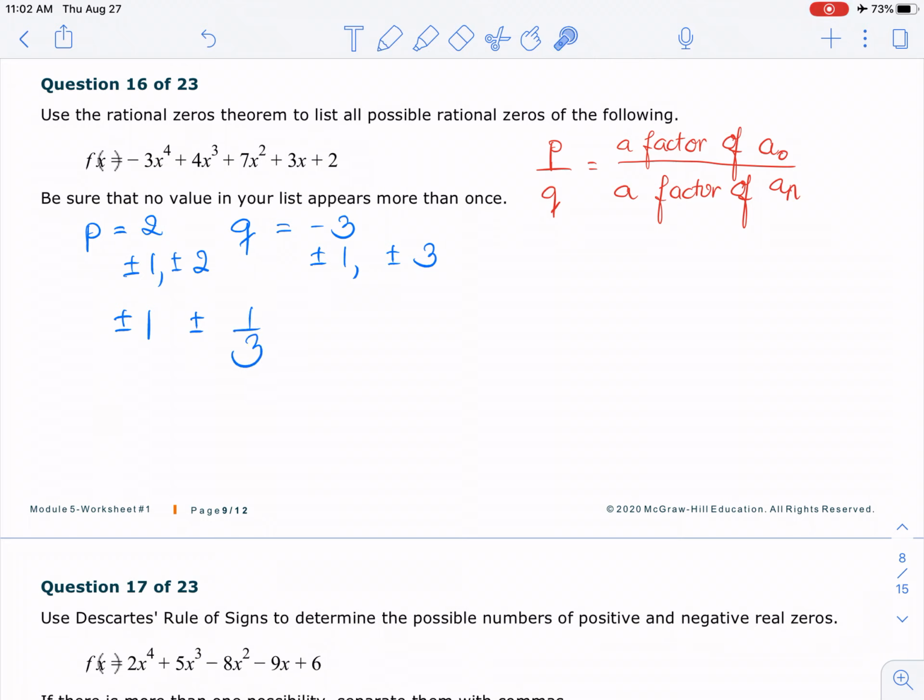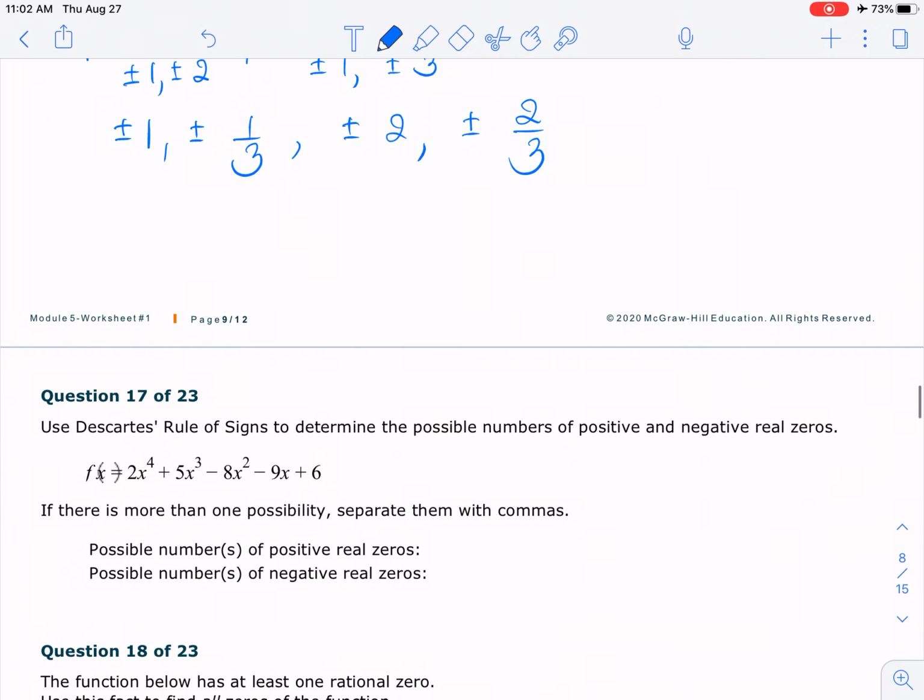So I pretty much just take the factors and go this one over this one, this one over this one. Now I go plus and minus 2 over plus and minus 1, and then plus and minus 2 over plus and minus 3. So that's how I do it. I have plus and minus 2 here, plus and minus 2 over 3. And that's how I list all the possible rational zeros.